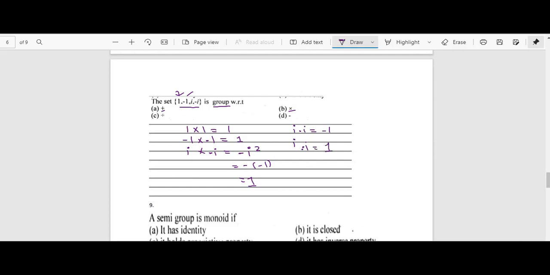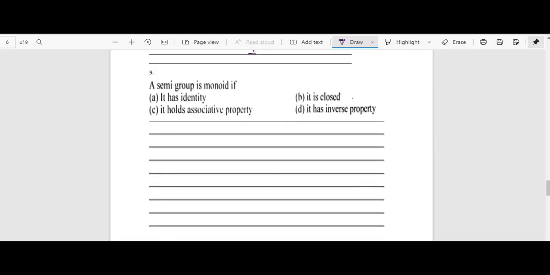So it is basically satisfying every condition for the group. So clearly B is the answer, right? It is a group with respect to multiplication. Okay. And since we are clear with multiplication, we have our answer. We do not have to check the other options. So it is a group with respect to multiplication. All right. So let's talk about the ninth question now.